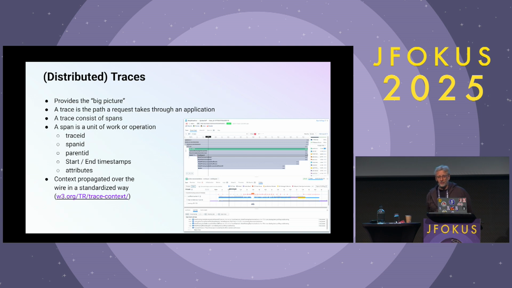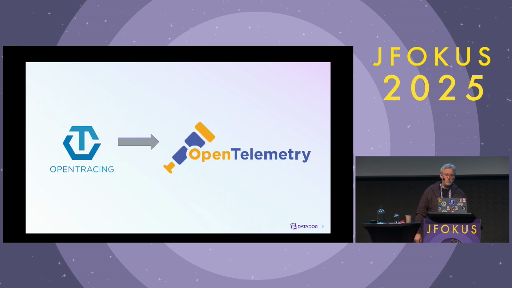You have an ID for that trace, you have an ID for the span, you have a parent ID because you want to be able to traverse the graph, start and end times, attributes, and context is propagated between processes over the network. So you can truly see how some request has gone through your entire application. So that's tracing.